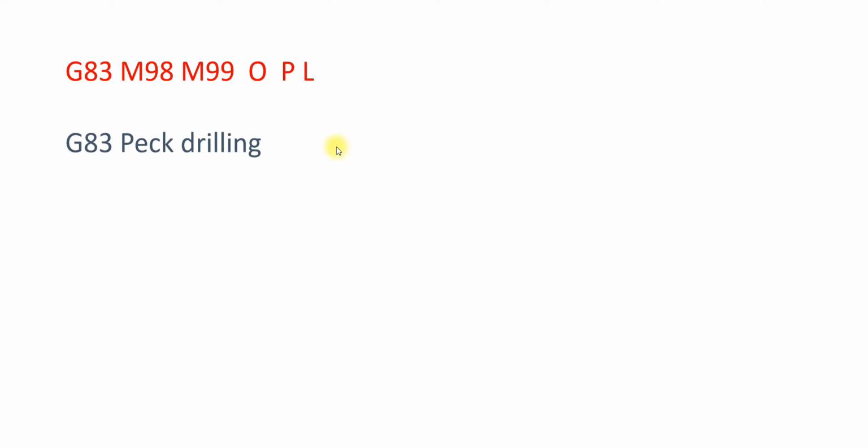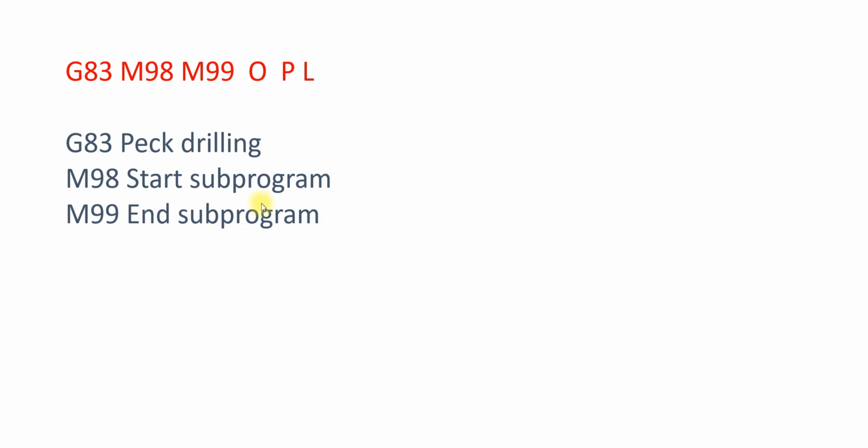So as I said, G83 is Peck drilling. M98 starts a subprogram and, as I said, can be combined with a P and an L. We will look closer at that one. Then we have M99, which ends the subprogram; it goes back to the M98 line plus one line down and continues from there. O is the line number, P is a reference to which program line number to go to.